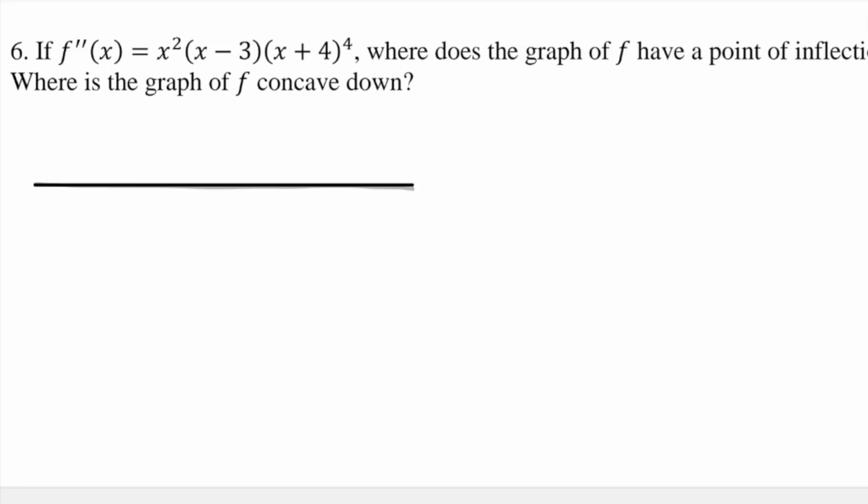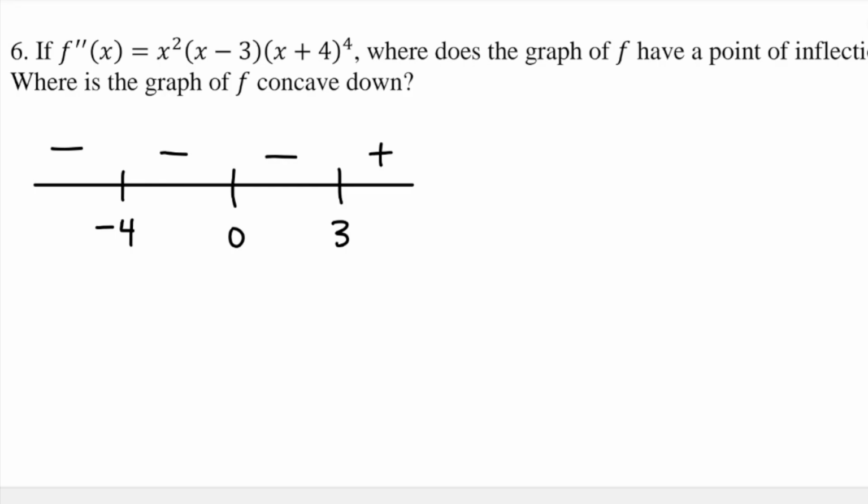So I'll start with the sign chart: 0, 3, and negative 4. So I got those. I'm going to start with 1. It's between 0 and 3. I'm going to plug in 1 squared, 1 minus 3, 1 plus 4 to the fourth. That's going to be a negative number. Now at x equals 3, that's a single root, so I will see a sign change. x equals 0 is a double root. I won't see a sign change. x equals negative 4, a quadruple root, even multiplicity, no sign change.